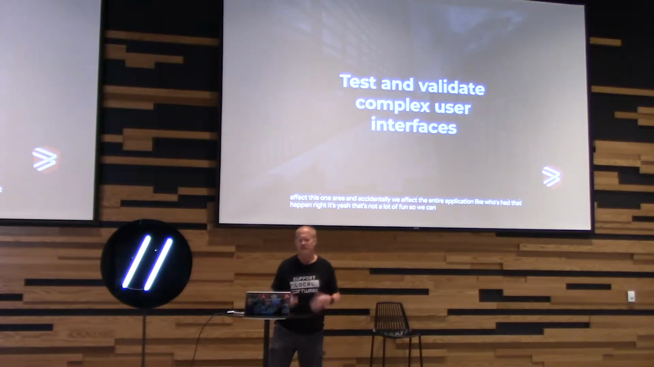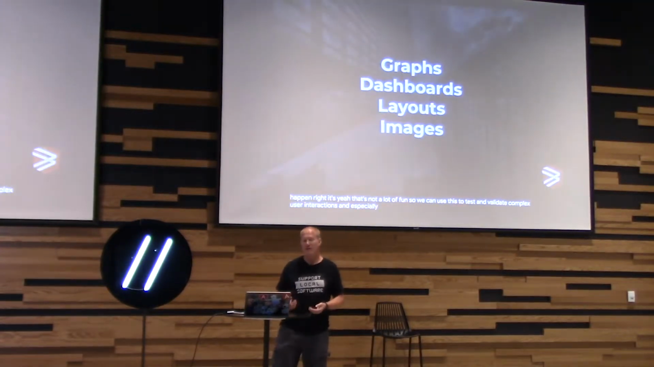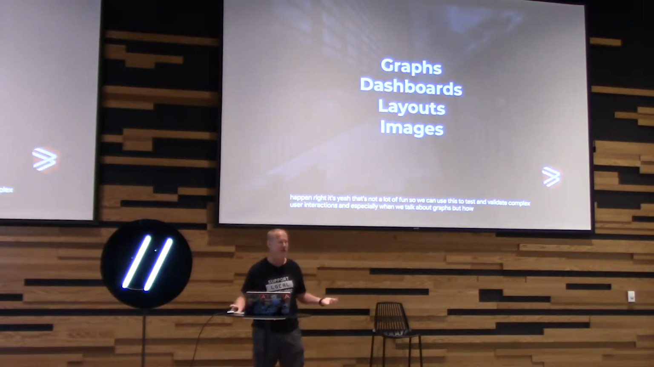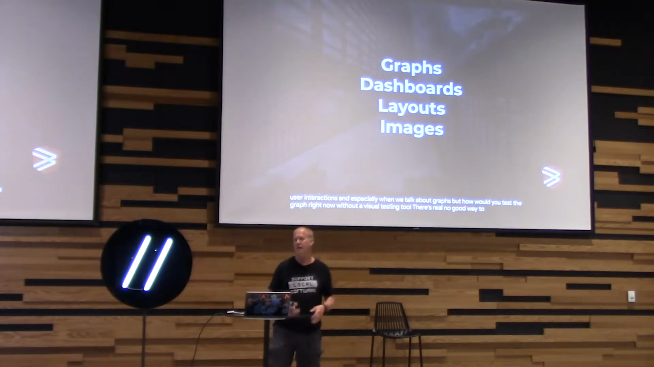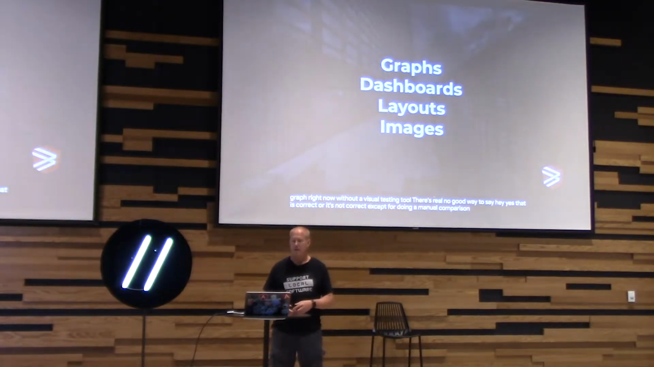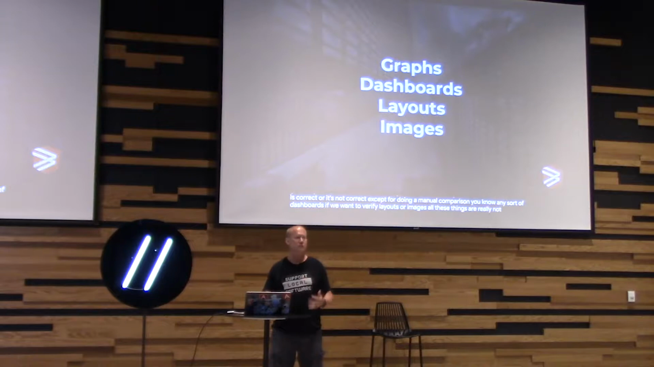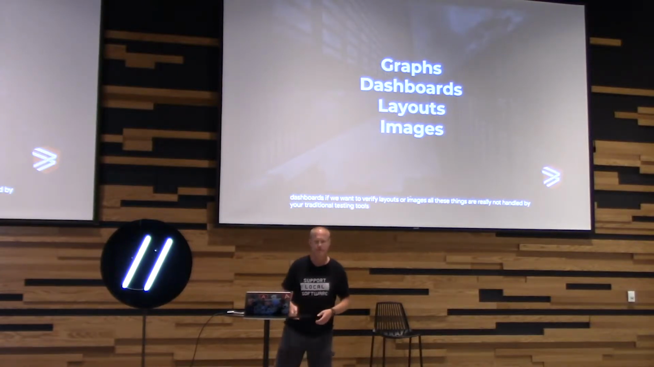We can also use this to test and validate complex user interactions, and especially when we talk about graphs. How would you test a graph right now without a visual testing tool? There's really no good way to say, hey, yes, that is correct or it's not correct, except for doing a manual comparison. Any sort of dashboards, if we want to verify layouts or images, all these things are really not handled by our traditional testing tools.